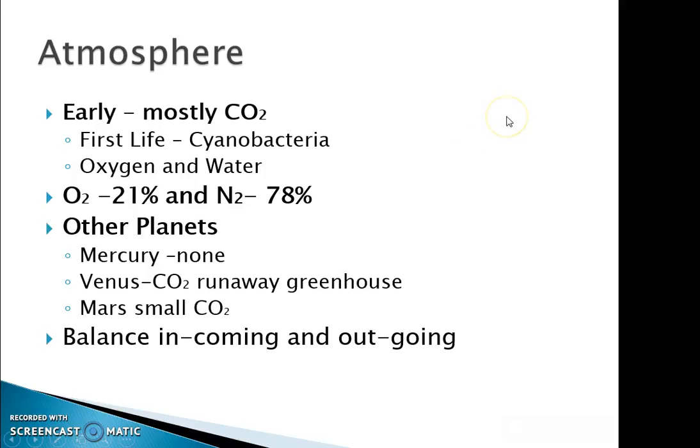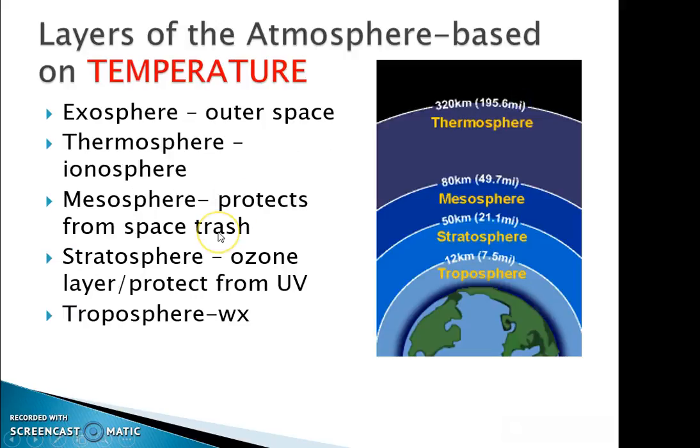But basically, the atmosphere works to balance the radiation that comes in and leaves our planet, and helps to provide for life on our planet. So the layers of the atmosphere are based on temperature, going from the surface out. The troposphere, this is where weather happens. We live here. This one's really important to us.